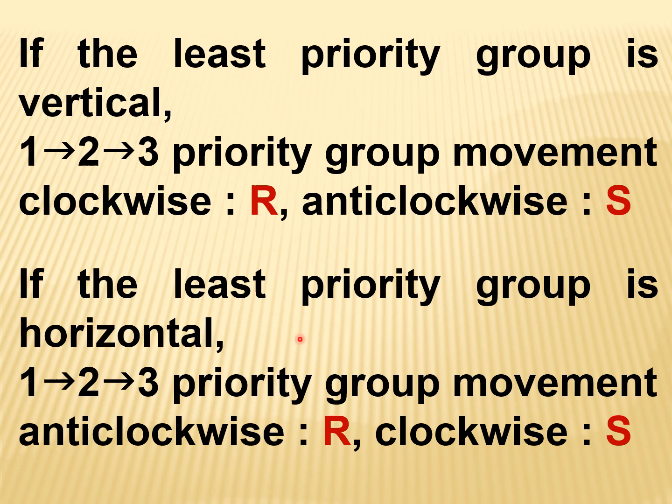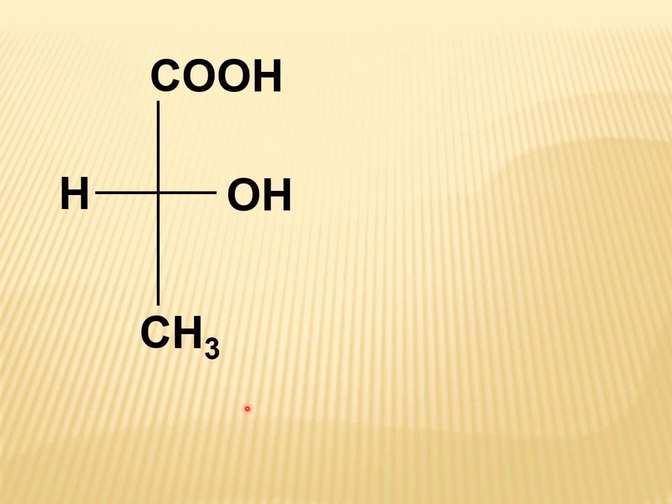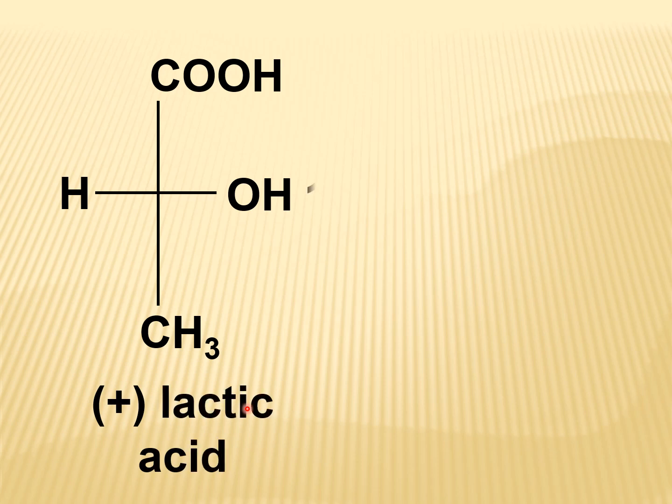When the least priority group is horizontal, 1, 2, 3 anti-clockwise is R and clockwise is just the opposite of this one. Okay, just the opposite of this one. Now let us go back to the lactic acid. This is plus lactic acid that we were looking at. We have assigned the priorities 1, 2, 3, 4.